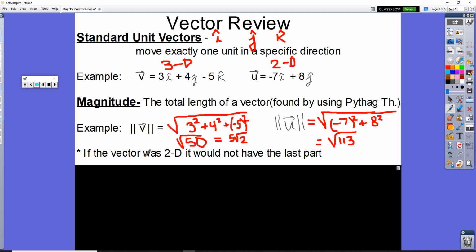So remember, 2-dimensional vectors don't have the third part. They only have the 2 pieces, and the 3-dimensional vectors do take the magnitude using all 3 parts: squaring, squaring, squaring, adding together, take the square root.